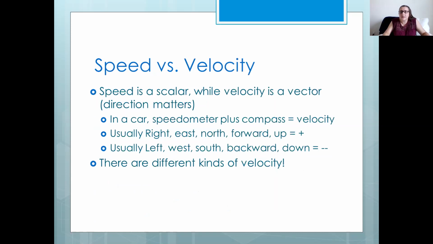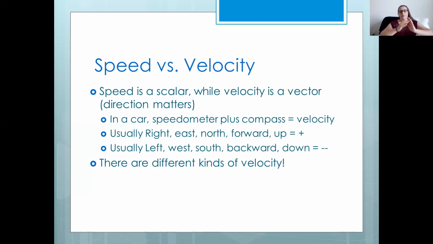All right, speed and velocity, we talked about that yesterday. Speed is a scalar, so it just has a size, right? Just 75 miles per hour, while velocity is a vector where the direction matters. So if you're driving your car, you have your speedometer that tells you how fast you're going, and some fancy cars, mine doesn't because it's not a fancy car, but some fancy cars have the little compass thing, usually on the rear view mirror, that tells you whether you're going south or east or whatever. So if you have both a speedometer and a compass in your car, that tells you your velocity.